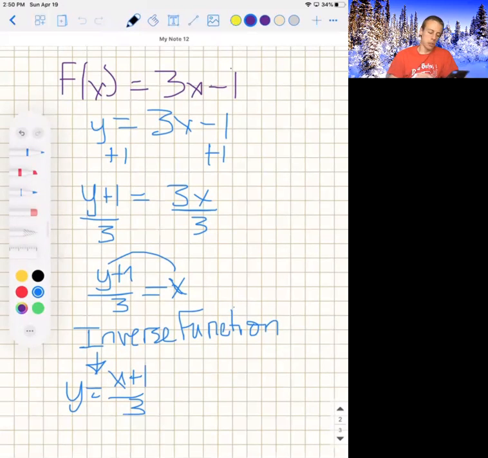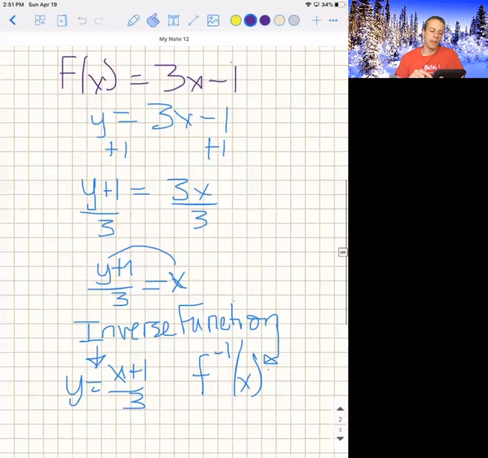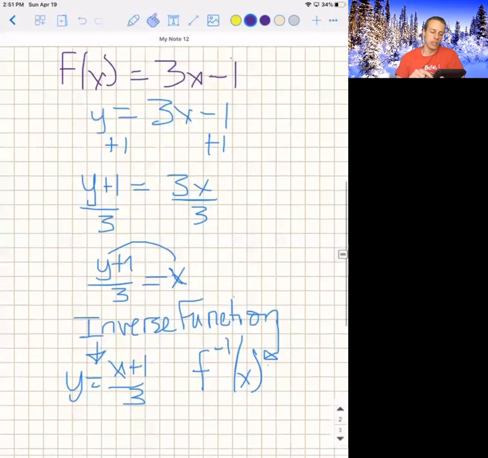You might not see this in your book, but if you ever see this on an SAT, if they say, hey, f to the -1 of x, what this really means is your inverse function. Okay, that's what they're saying. If they say f to the -1, it doesn't mean to the -1 power. That's just how mathematicians normally say this is the inverse function. And it turns out, there's actually a really cool property of functions and their inverses.